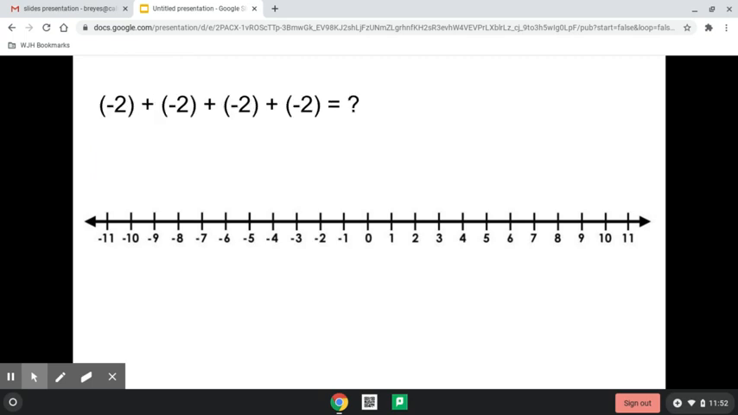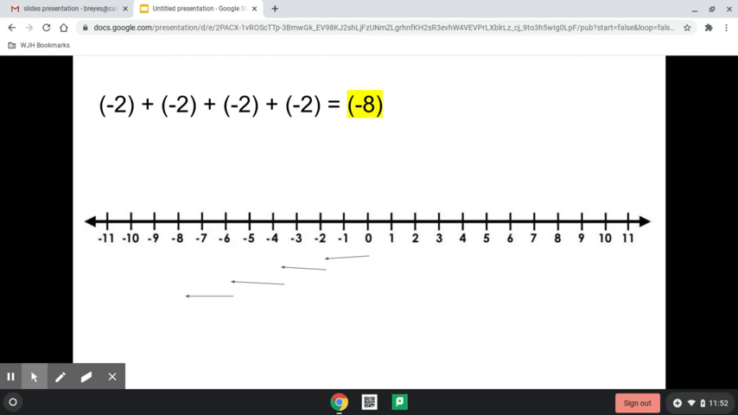Now, let's check out something a little less familiar. Negative 2 plus negative 2 plus negative 2 plus negative 2. All right, so the first number, we go to the left 2 just to get to it, and then we are adding a negative, so it's the same as subtraction. So left 2 again, and again. So the answer is negative 8.